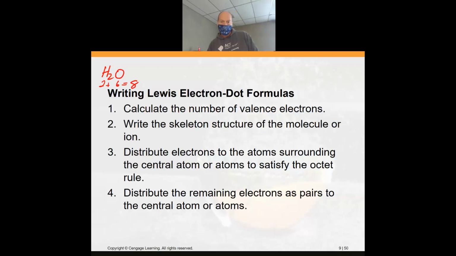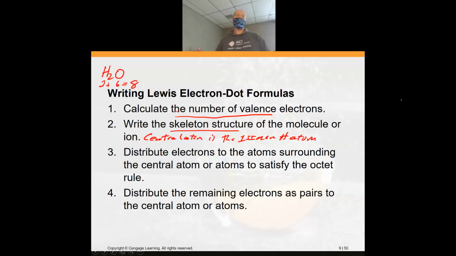When you then write the skeletal structure, that's number 1, we found our valence electrons. The skeletal structure, your central atom is going to be the first non-hydrogen atom. H is never a central atom. H always has 1 bond. So your central atom here is O, and that O is bonded to 2 H's. So that is your skeletal structure for water.